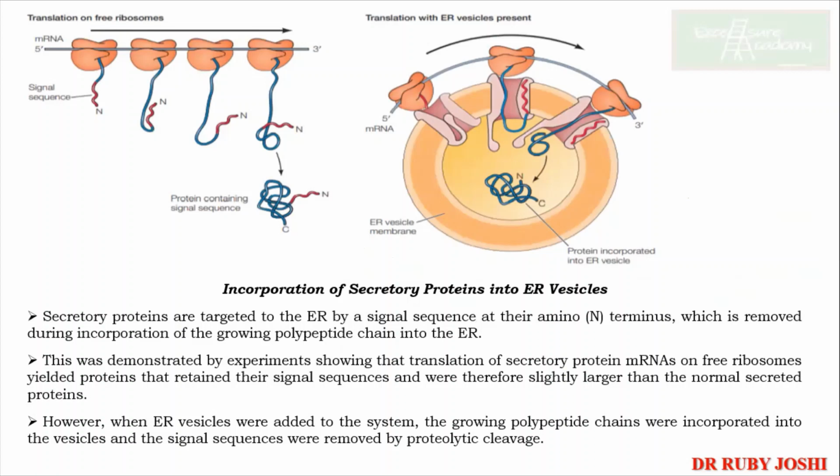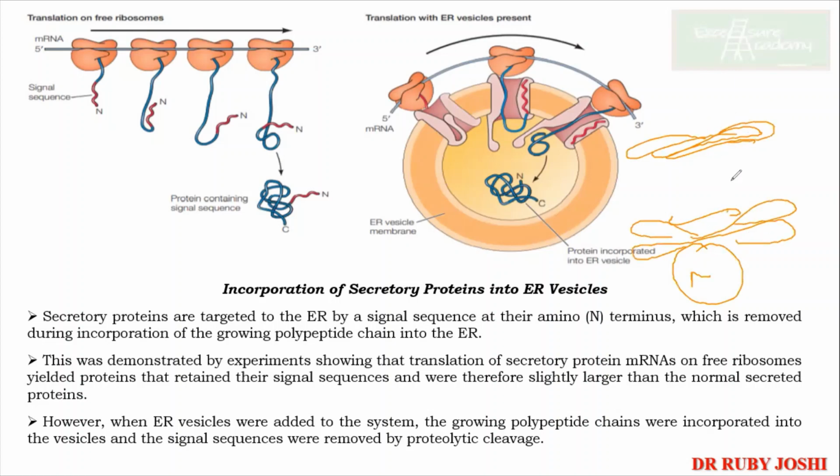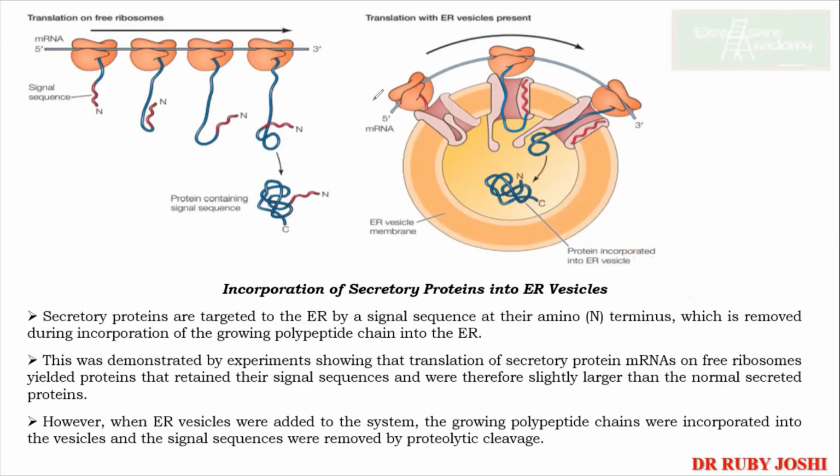Then from the ER, it has to go into the Golgi. How does it go? If this is a nucleus, these are your ER. From ER to Golgi, it always goes as vesicles, and they come back as vesicles. Your protein does not float in the cytoplasm. There is a carrier, and that carrier is nothing but the vesicles. So here we are understanding how the proteins get incorporated into the ER vesicles, whether it is a membrane protein or a soluble protein, but it has to go through the vesicle to the Golgi.